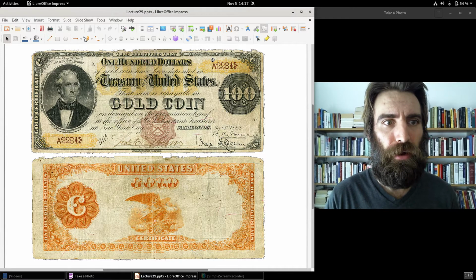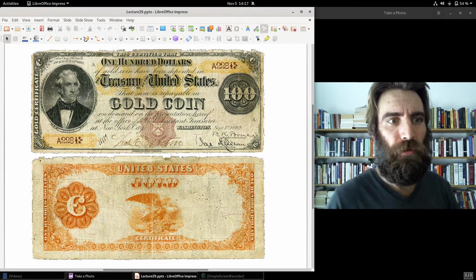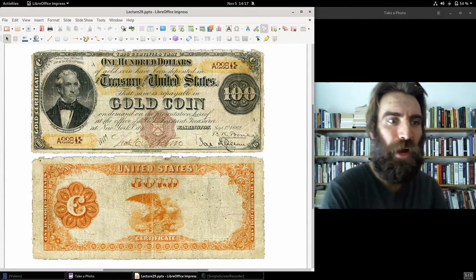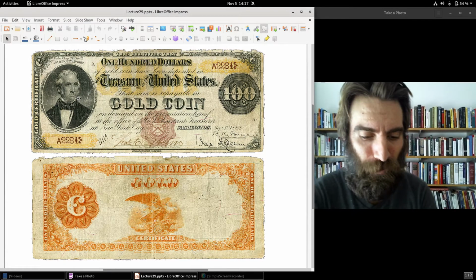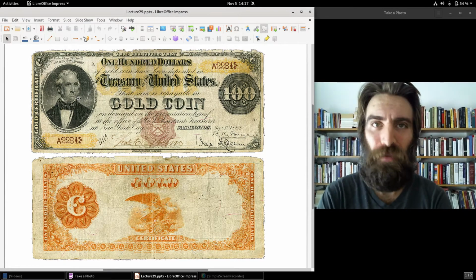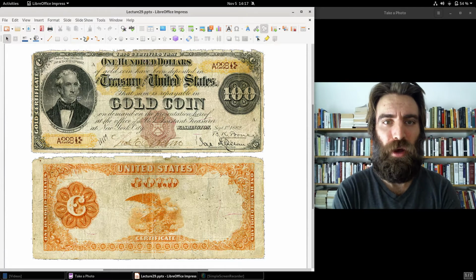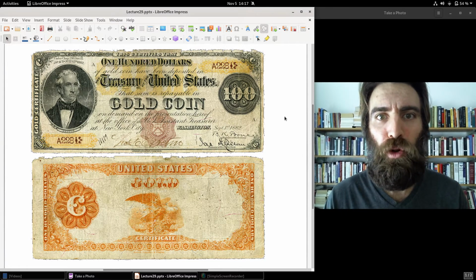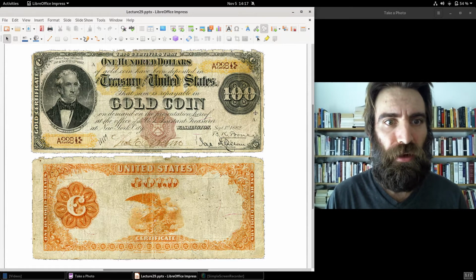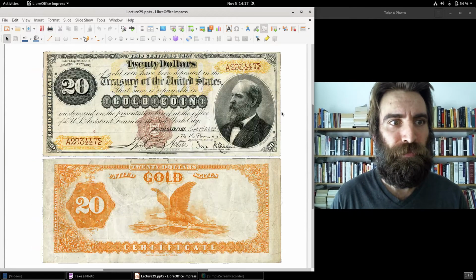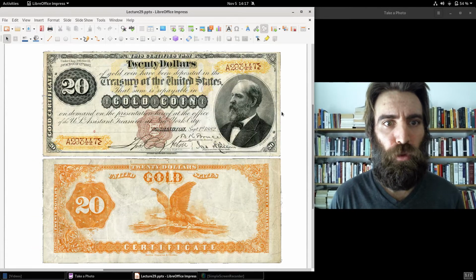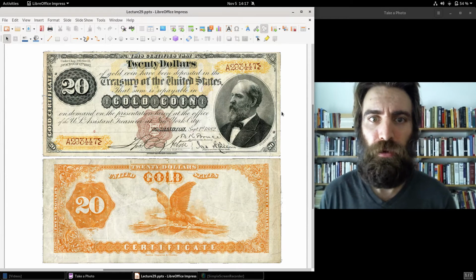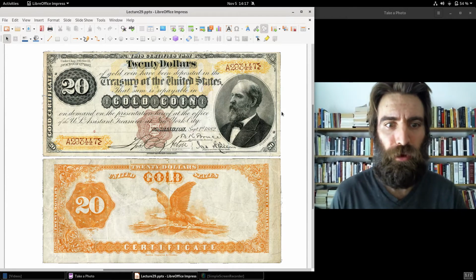There's a $100 gold certificate. The man pictured right there is Thomas Hart Benton. And if you watch the lecture on the bank war, you'll remember that Thomas Hart Benton was a hard money guy, senator from Missouri. His nickname was Old Bullion. So they put Old Bullion on his gold certificate. There's another $20 gold certificate. James Garfield, who was assassinated a few months into his presidency.